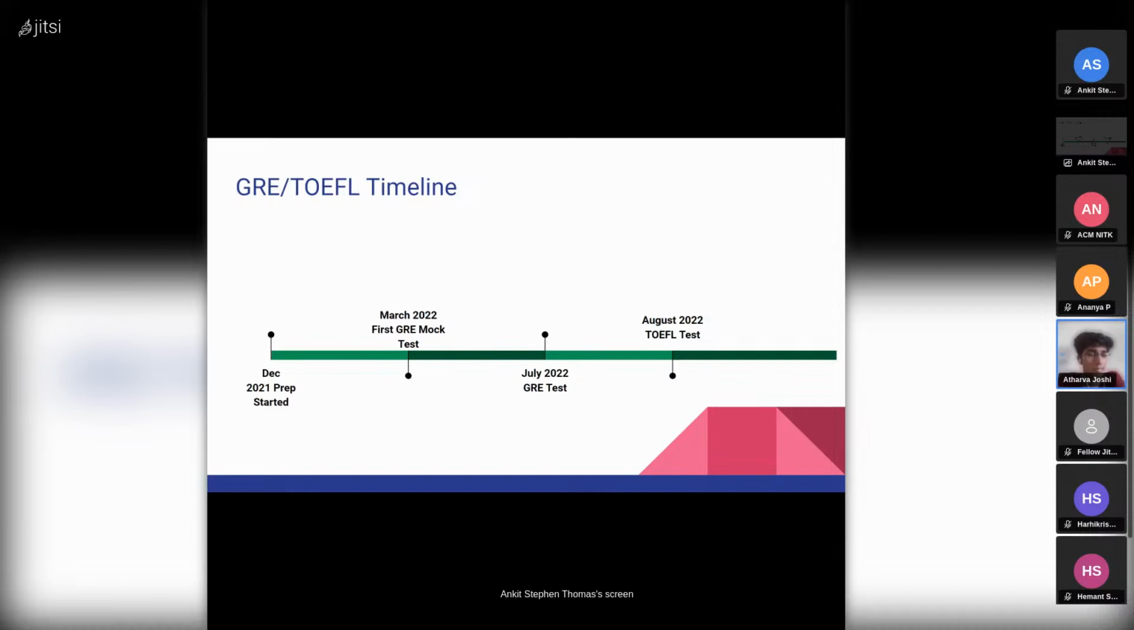And this is the timeline for all those who want to know. This is the timeline which I followed. So I started my prep in December 2021, and I gave my first mock test in March 2022. And from then on, I just started giving mock tests and practicing papers. And in July, I got a slot for the actual GRE test. And 1 month later, I gave my TOEFL.